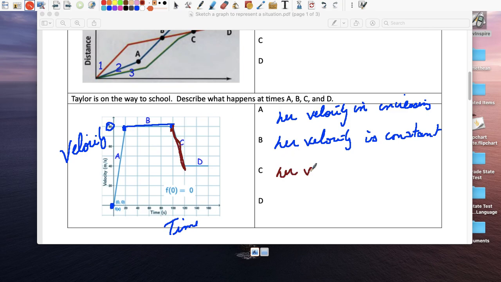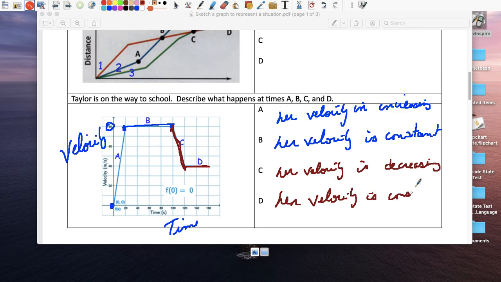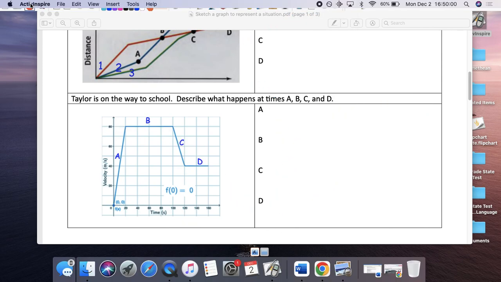her velocity is decreasing. And then in section D, she's still running. I don't know what she's doing, but in section D, she doesn't stop. Her velocity again is constant. Her velocity is constant. Okay. Yeah, that's about it for that section.